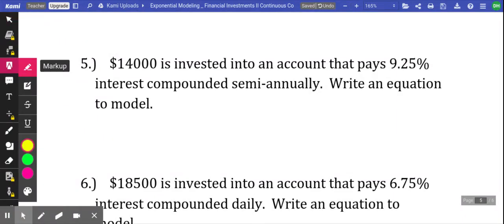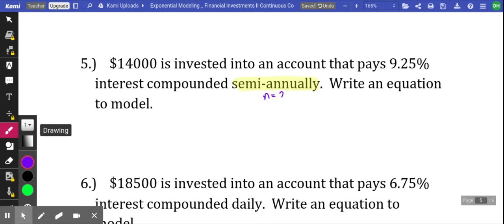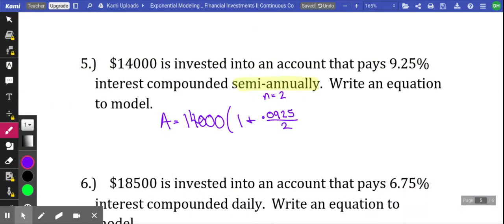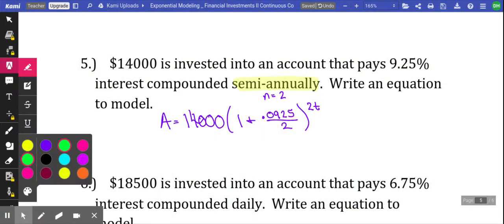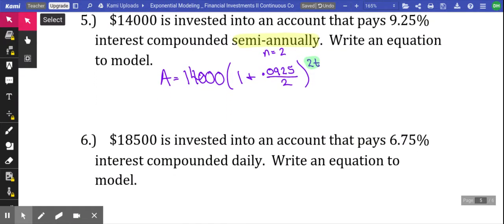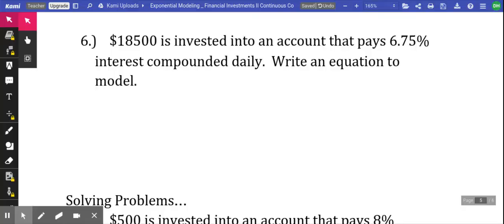Oh, here's an interesting one. Semi-annually means it's going to happen twice per year, so your n is 2, and we're going to use that periodic compound interest formula. So A equals 14,000. That's a nice chunk of change to have laying around to invest. 1 plus 0.0925 divided by 2, raised to the 2t. Remember we had that conversation about exponents in our last video: this implies it's happening twice per year, or every 6 months. So that fits perfectly with the idea of semi-annually.